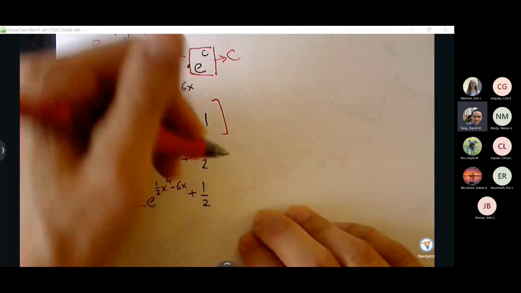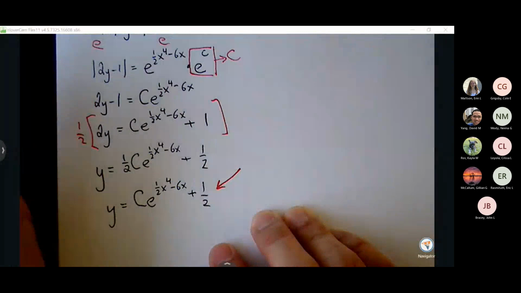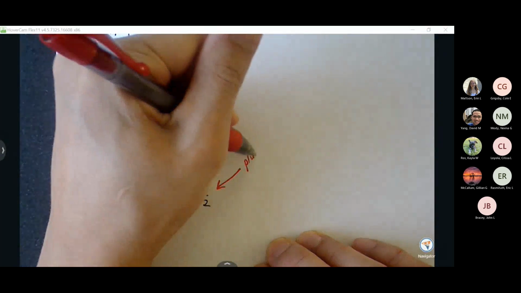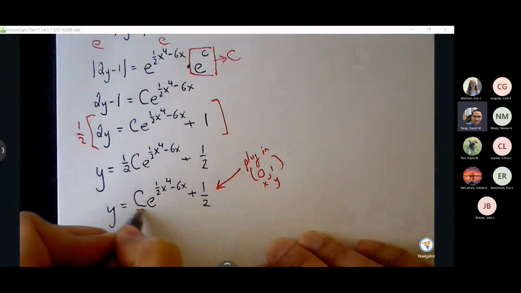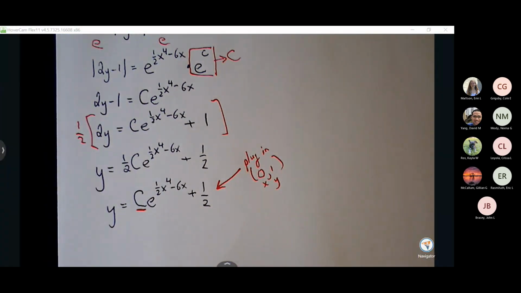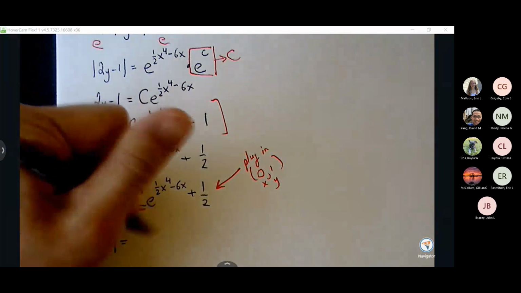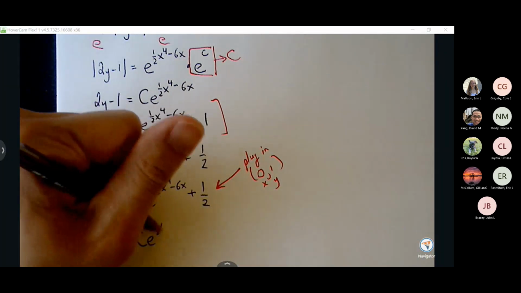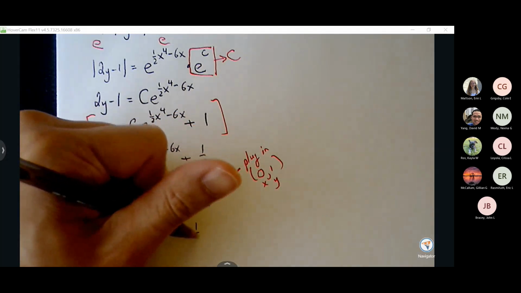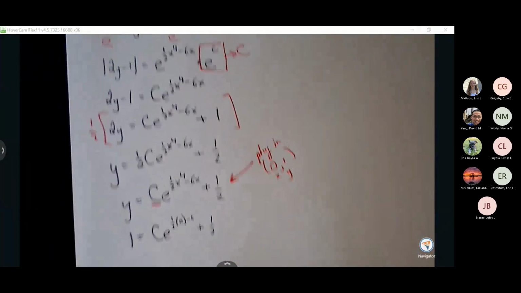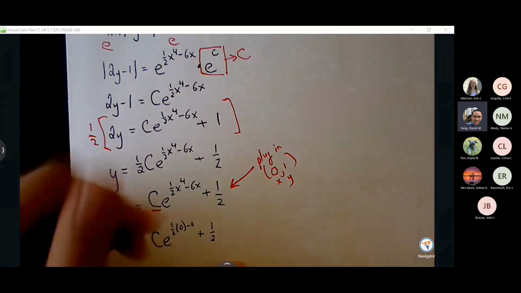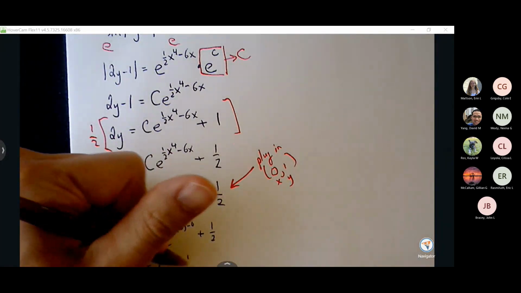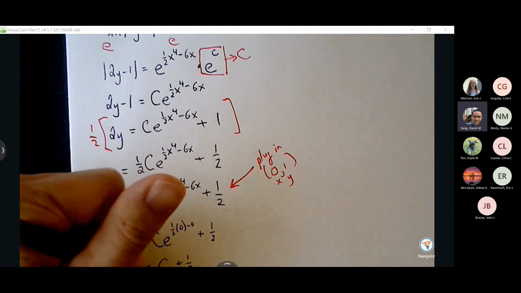I feel like this is the easiest place for this problem for me to solve for C. So my ordered pair is 0, 1. I can isolate C and solve for C. e to the 0 is 1, so that drops out. I have 1 equals C plus 1/2. Subtract 1/2 from both sides, C equals 1/2.